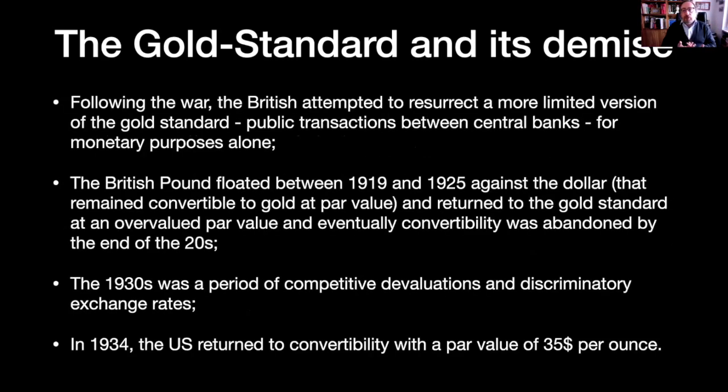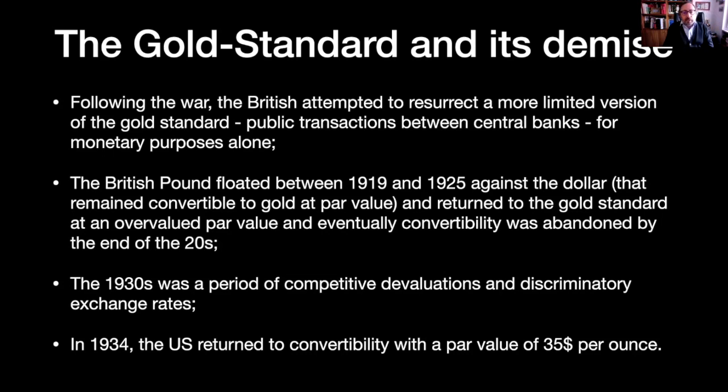Now, following the war, the United Kingdom, believing itself to still be the central empire and one of the winners of the war, tried to resurrect a more limited version of the gold standard, one where only governments, so central banks basically, could ask for the convertibility of balances in, say, United Kingdom pound sterling for gold. So you could only have convertibility not for private citizens, only for monetary purposes. That is to say, for monetary agents, that is, central bankers.